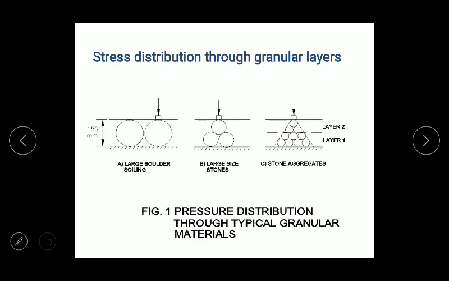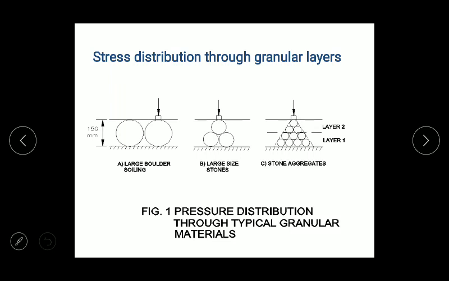Next, coming to the stress distribution we can see through the granular layers. As I mentioned, what are the granular layers in the flexible pavement and rigid pavement? The granular layers are above the subgrade: the sub-base course, granular sub-base course, and above the sub-base course, the base course, that is wet mix macadam. So here in figure 1 you can see some pressure distribution through typical granular materials.